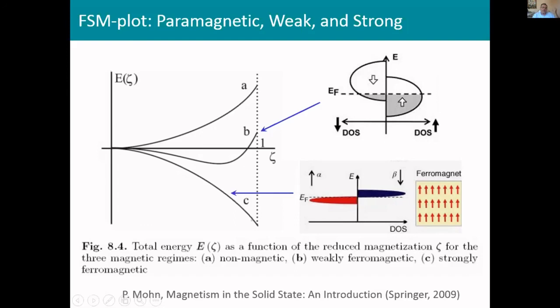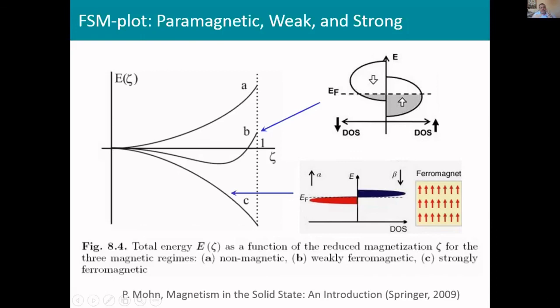So please remember this picture, because we are using it to understand the kind of magnetism in graphene. To conclude about this slide, let me mention that this case is the paramagnetic, this case is the strong ferromagnetic case, and this one is the weak ferromagnetic case.